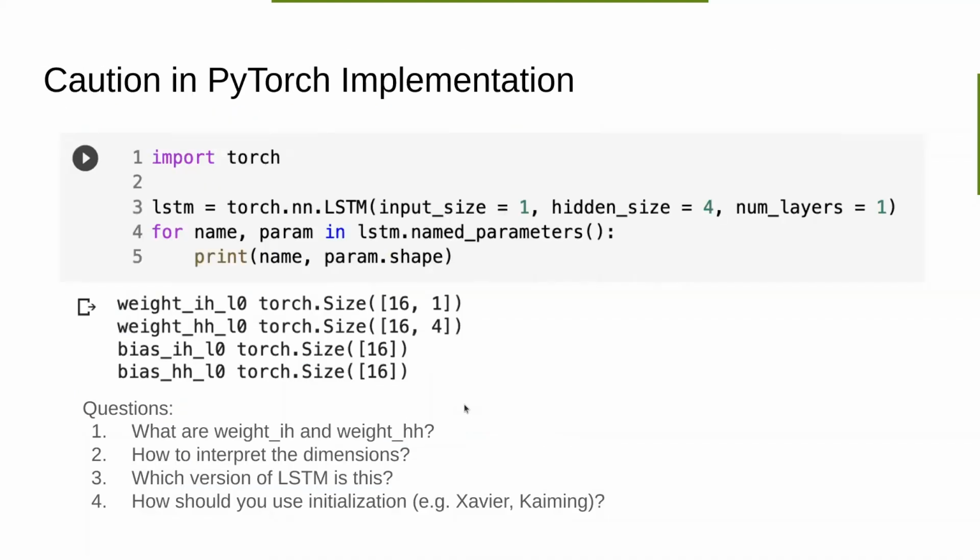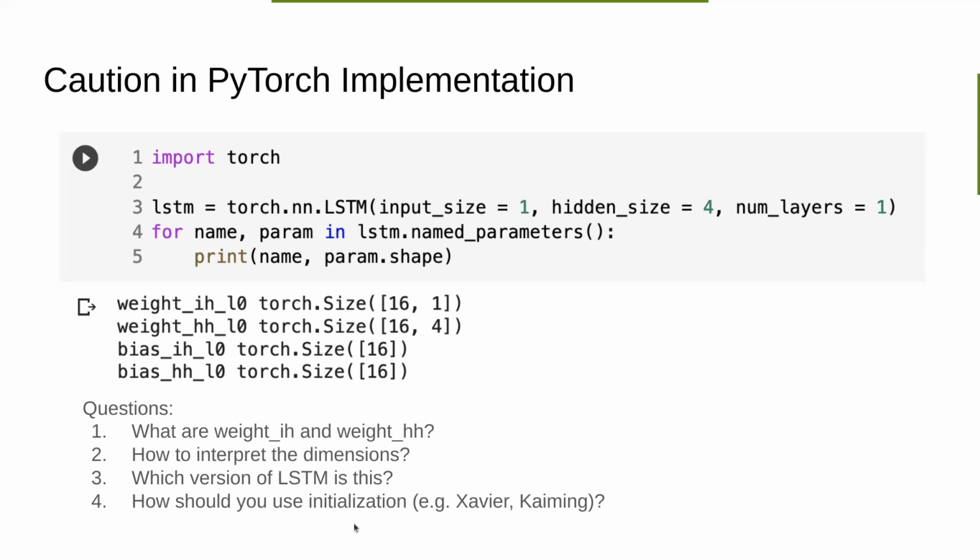Okay, so there are some things to notice here which are of particular interest to us. You've defined it the way you wanted to, just the way we had done it before. The important thing here is: what are W_ih, W_hh, bias_ih, and bias_hh? What are these, and how do we interpret these dimensions? Which version of the LSTM is this? And how do we initialize this?